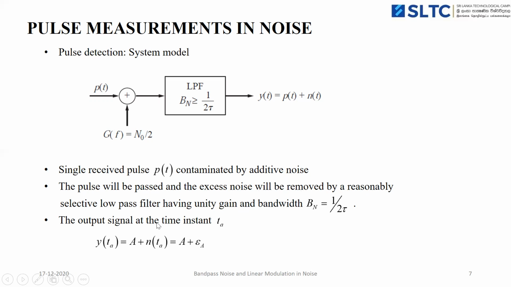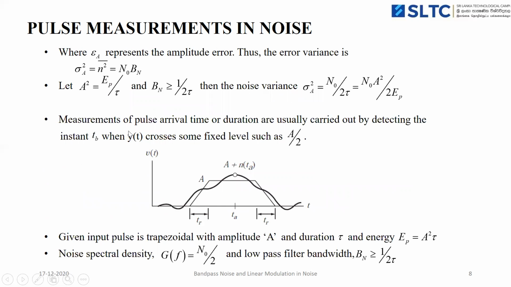Then the output signal at the time instant ta, we can write y of ta equal to A plus n of ta, where ta is the time instant at which the signal is measured at the destination. And n of ta equal to epsilon a, where epsilon a is the amplitude error. The epsilon a acts as noise following the Gaussian distribution. So we can find the error variance for the amplitude error, denoted by sigma a squared, where the subscript a denotes the error coming from the amplitude. So sigma a squared equal to n squared bar, which is equal to N naught into Bn.